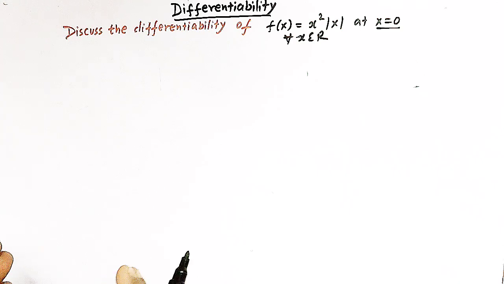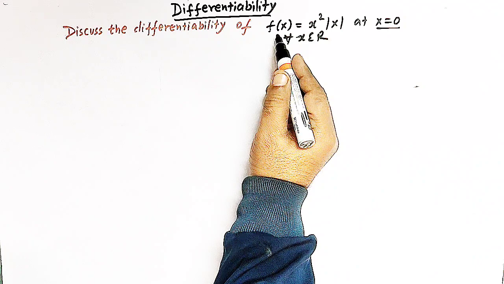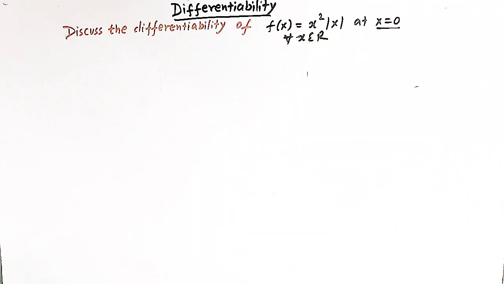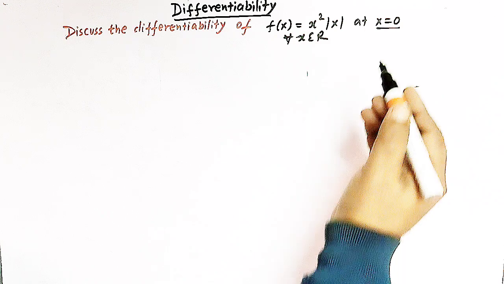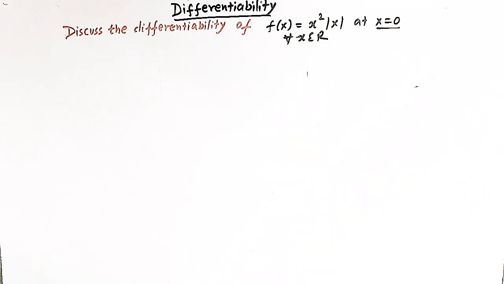right? So viewers, we have already discussed a lot of problems related to differentiability of functions, and here we'll find out the right hand derivative and the left hand derivative of this function f of x at x is equal to 0. And if the left hand derivative and the right hand derivative both exist and they are finite and equal to each other, then we can claim that this function is differentiable at this point, that is x is equal to 0, right? So let us first find the right hand derivative, and then we'll find out the left hand derivative.